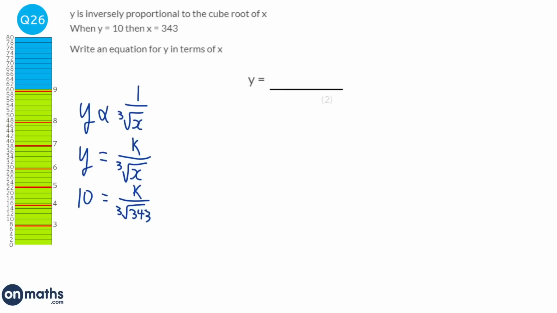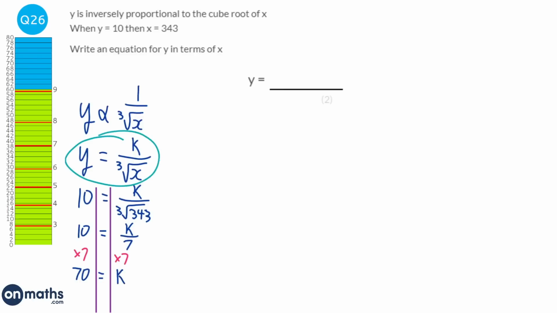Okay, next thing we're going to do is solve that. So put our lines in. Now the cube root of 343 is 7, so it's a lot easier, we're just going to times both sides by 7. So k equals 70, and we're just going to rewrite this, but instead of k, we're just going to write 70. So y equals 70 over the cube root of x.